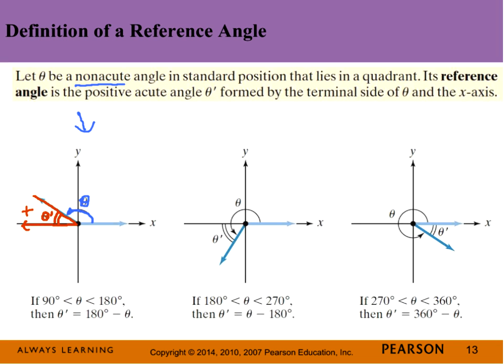So how I knew that it was the negative side of the x-axis is because theta prime has got to be acute. If I were at the positive side of the x-axis, that's theta, that's an obtuse angle. So that's how I knew that we were talking about the negative side of the x-axis there as its terminal side.